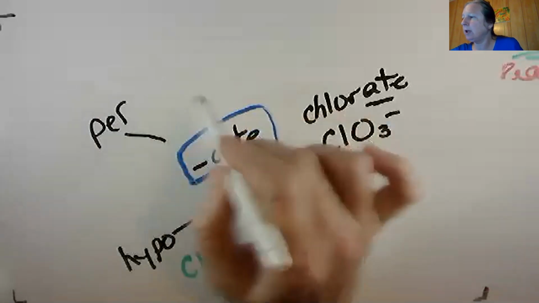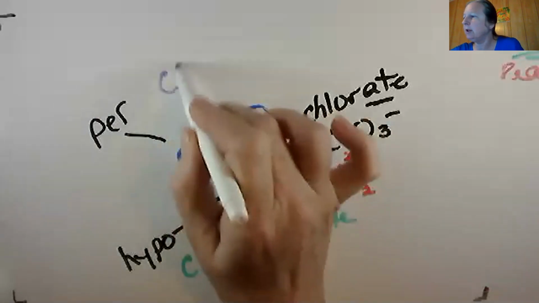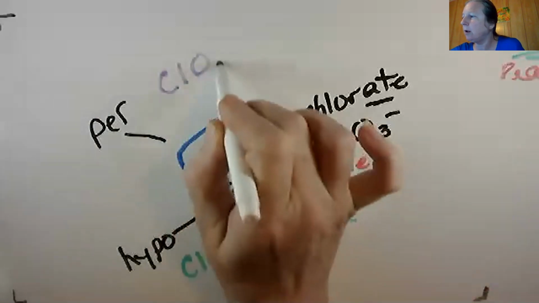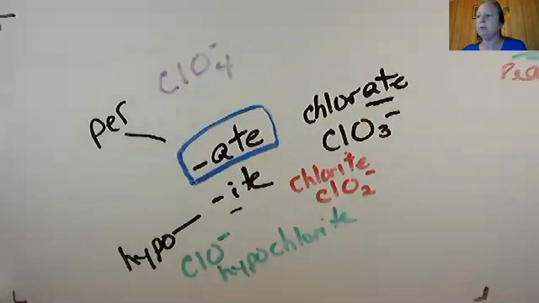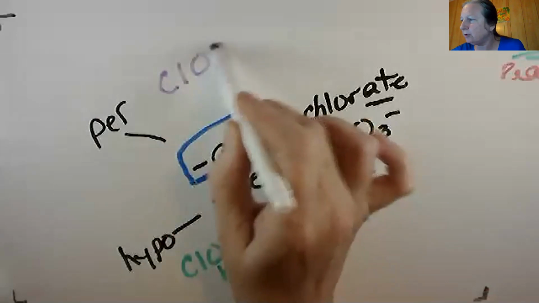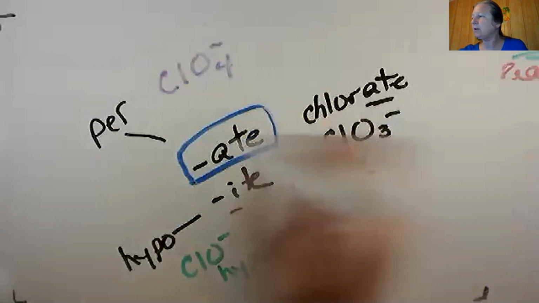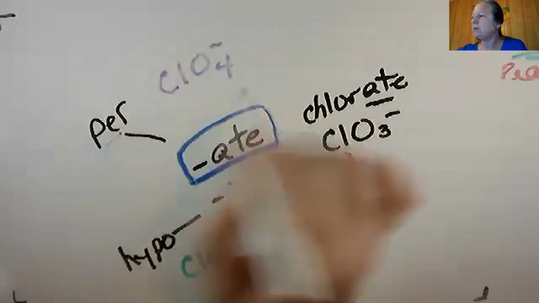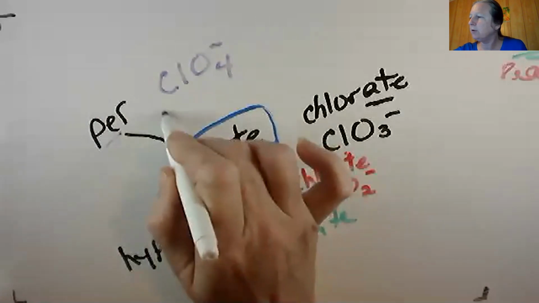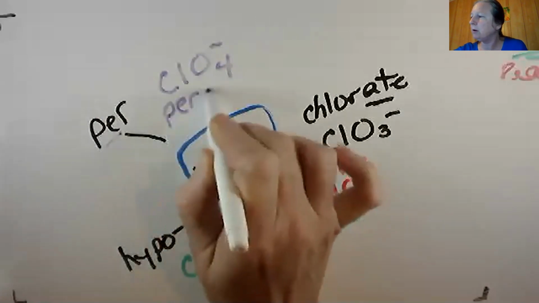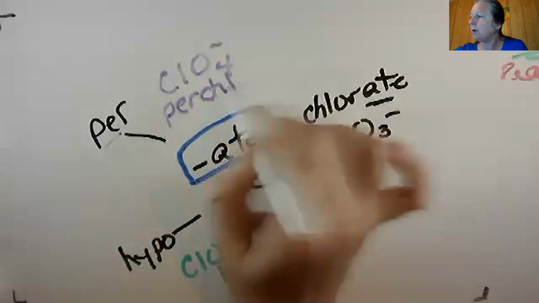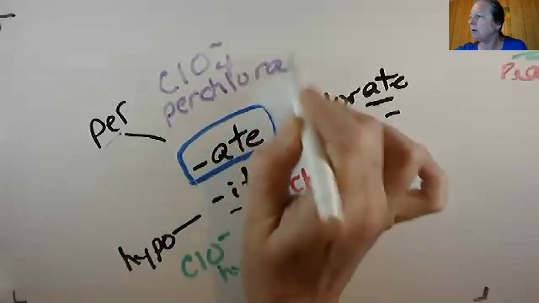So what is it going to look like? It's going to look like ClO4. Same charge. Charge does not change. And I need another purple marker. And so what is this called? Well, if that's my ATE, if that's my core, I just add this on front of it. So it's perchlorate. Okay?